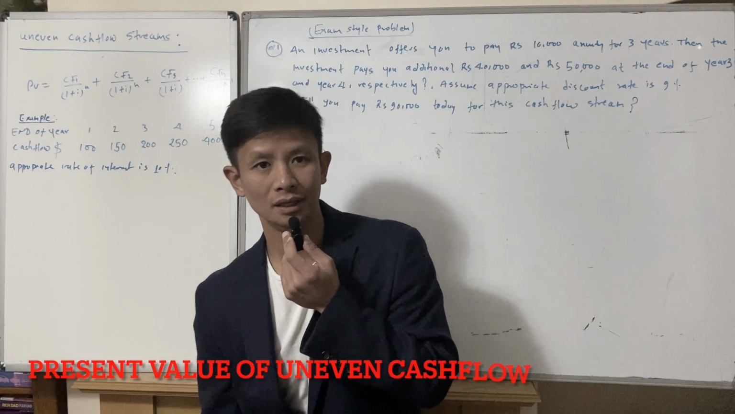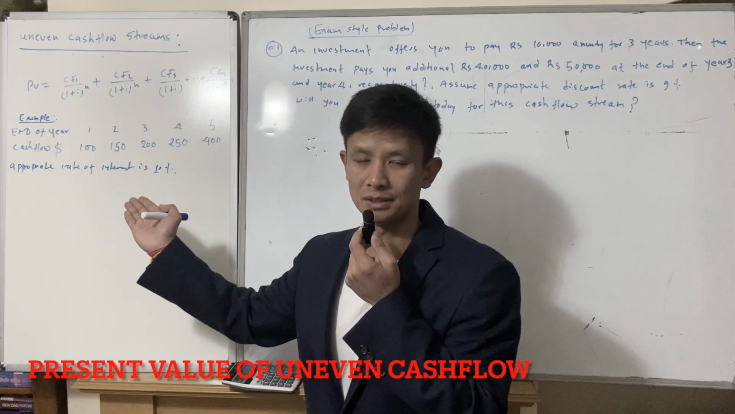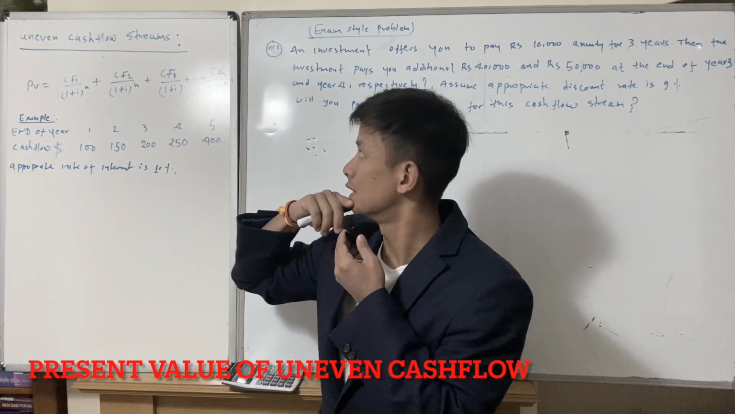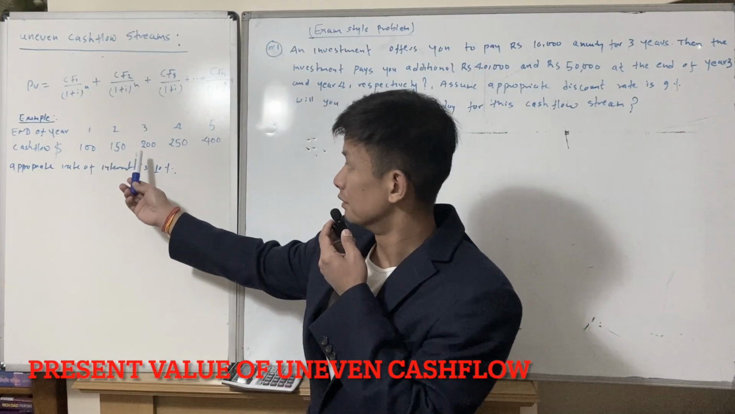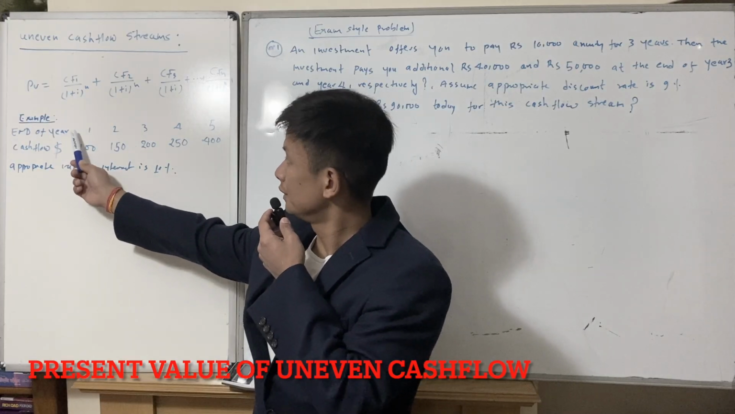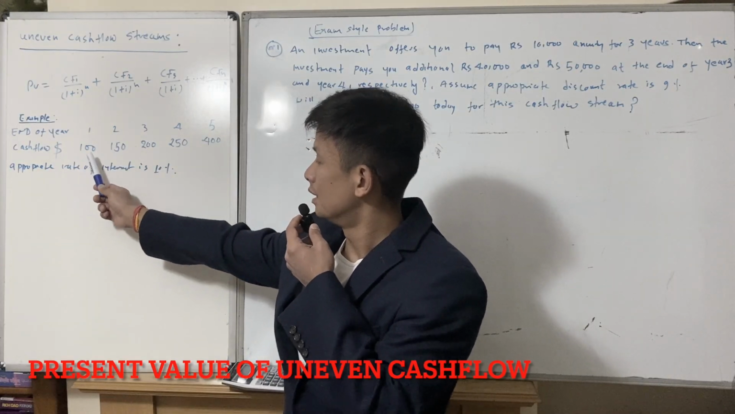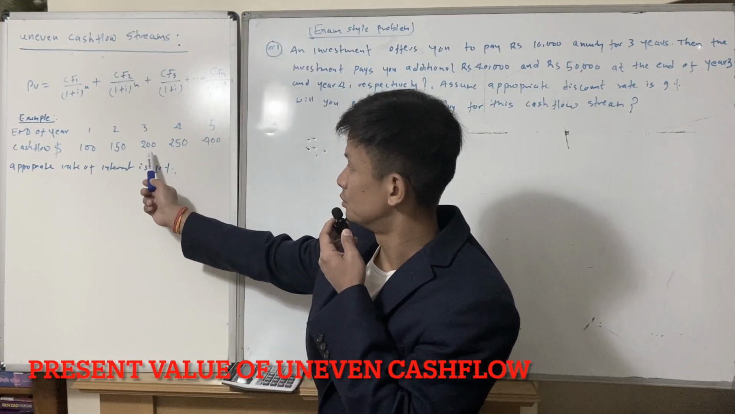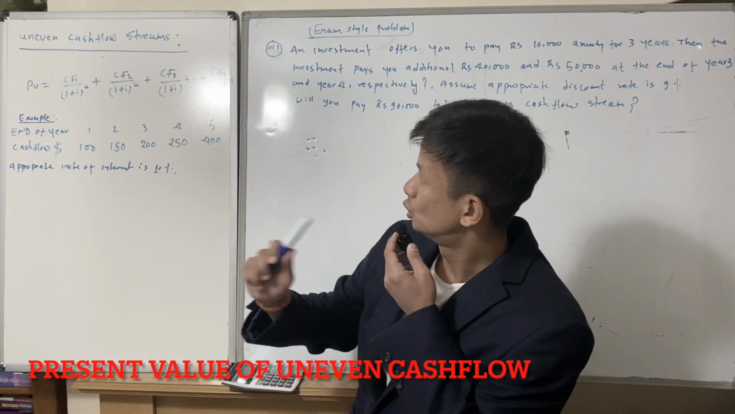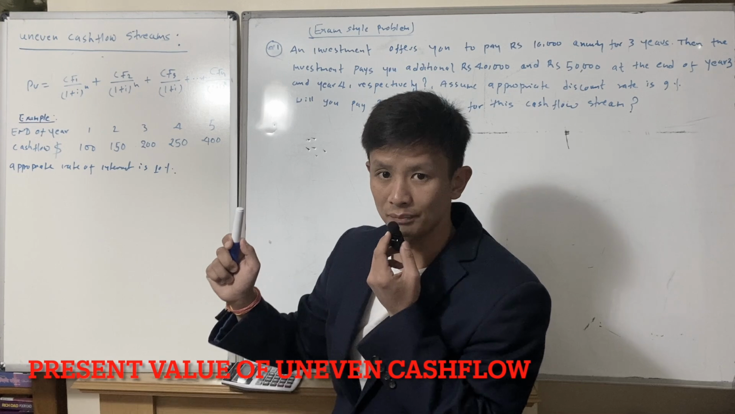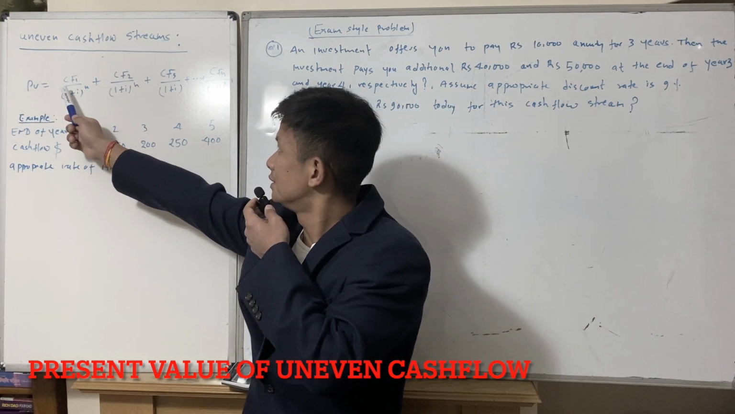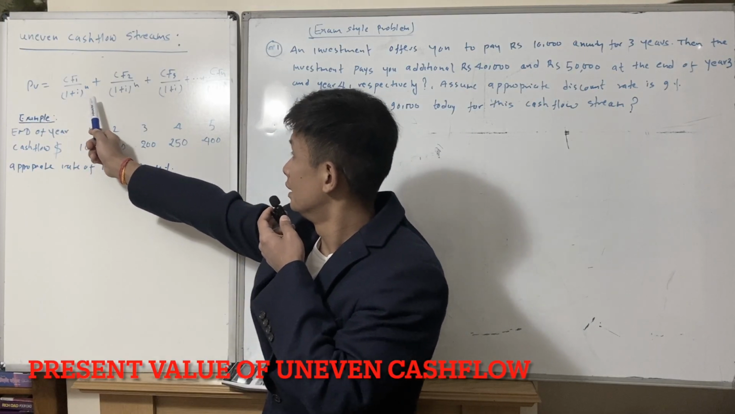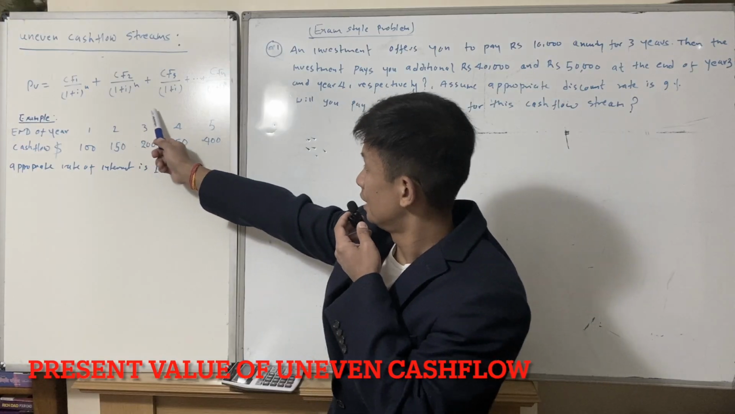Before, we calculated the equal amount of installment or cash flow every year, but now we're going to look at uneven cash flow streams. That means every year the cash flow will be uneven. For example, at the end of years 1, 2, 3, 4, 5, the cash flow in year 1 is 100, year 2 is 150, year 3 is 200, and so on. To calculate the present value, the formula is cash flow 1 divided by (1 plus I) to the power n, plus cash flow 2, and so on.